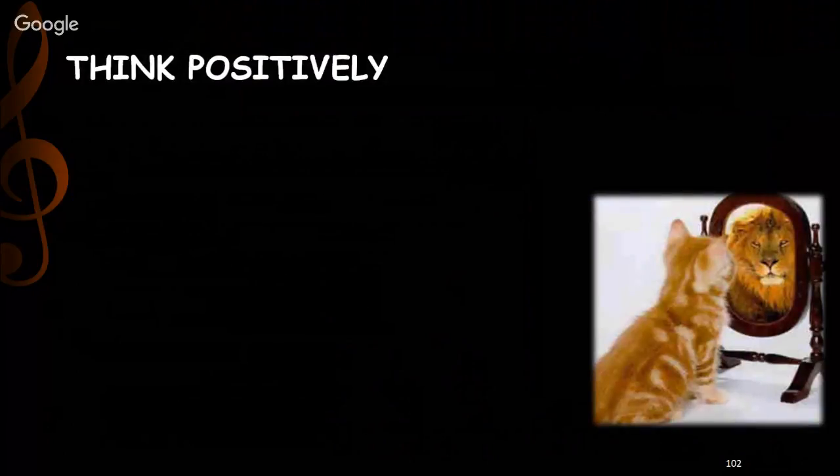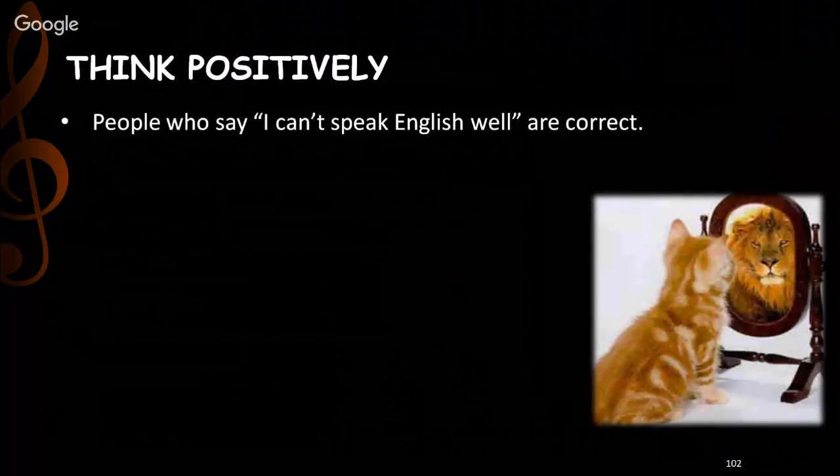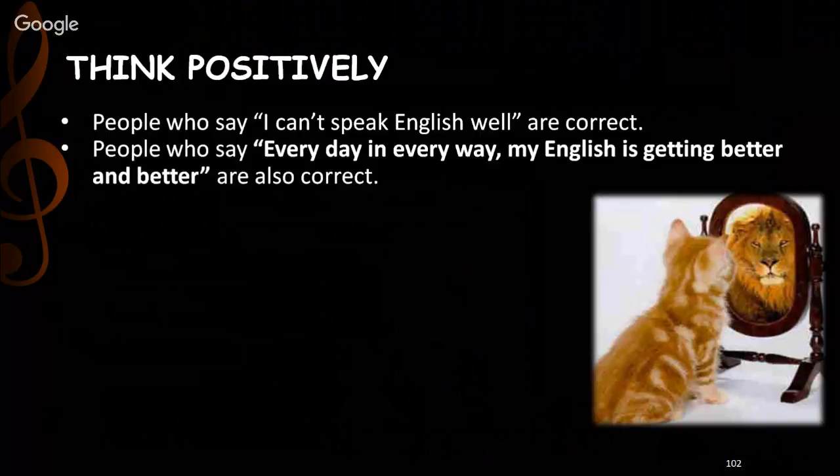Think positively. People who say I can't speak English well are correct. Nanu English barala anavaru correct. People who say every day in every way my English is getting better and better are also correct. It all depends on how you think. So your thought makes the person you are. What you think is what you get.